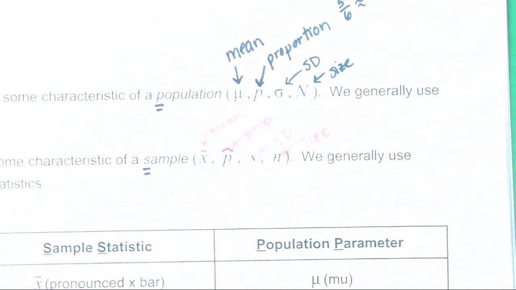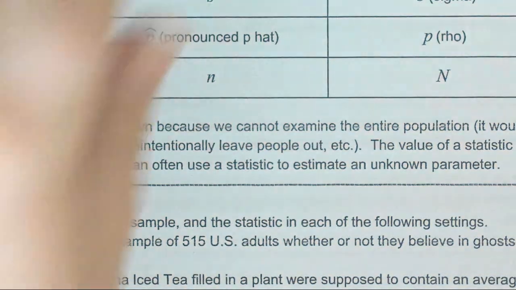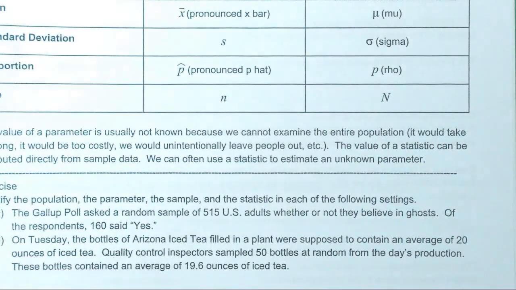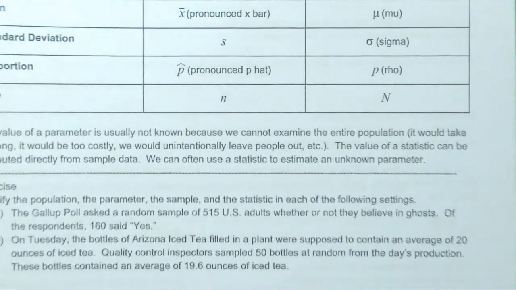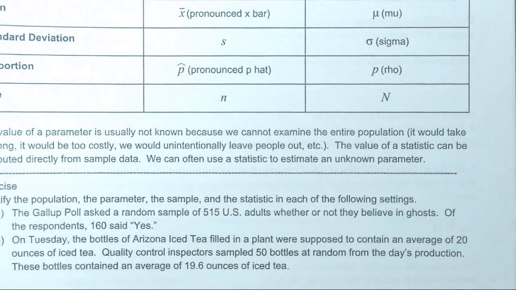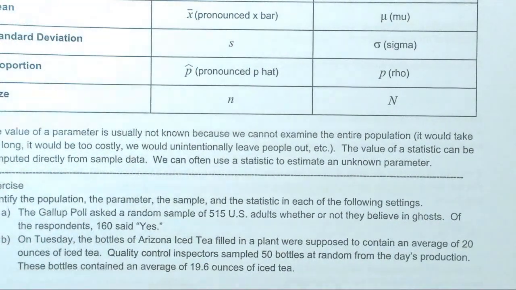Okay, so after the table, it tells you something you already know, which is that while p is for parameter, and so it's a number we would calculate using the population, it's normally not feasible because we can't examine the entire population. It's too long, too costly, even the census fails us. So we might leave people out, etc. So instead of doing a population and calculating the parameter, we find a statistic by using some sample data.